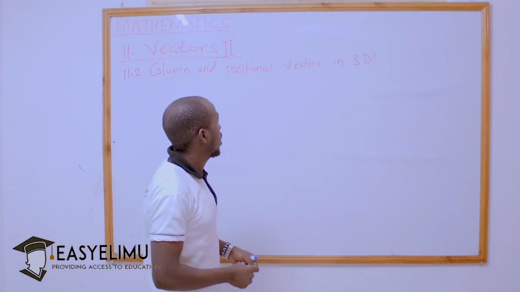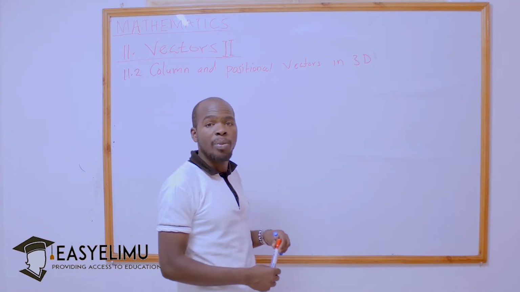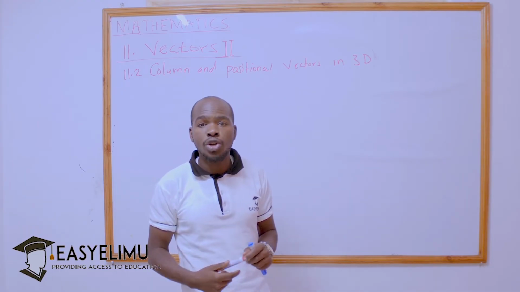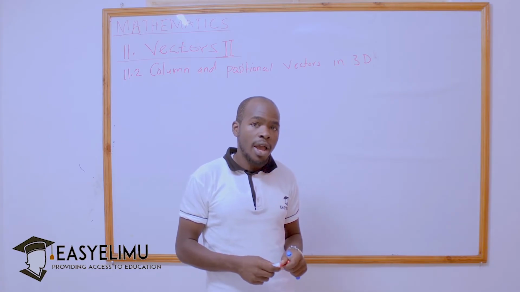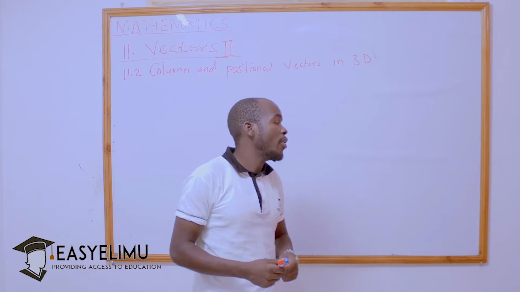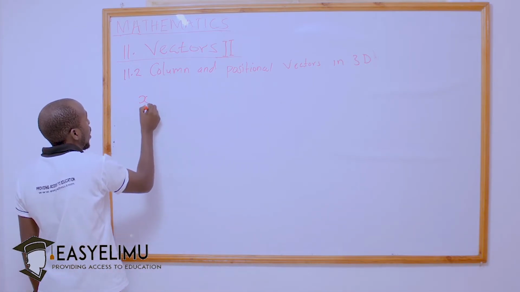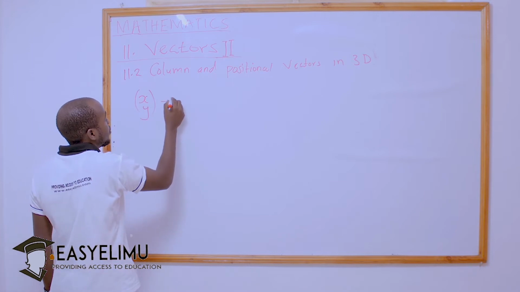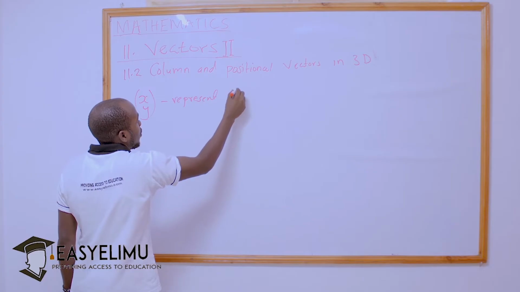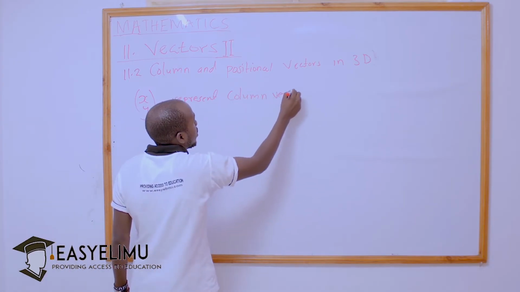Now we are going to see the column and position vectors in 3 dimensions. Remember in Form 2 we learned how we can represent a 2-dimensional vector as a column vector, for example, a vector x, y. This is written in column form, as a column vector.